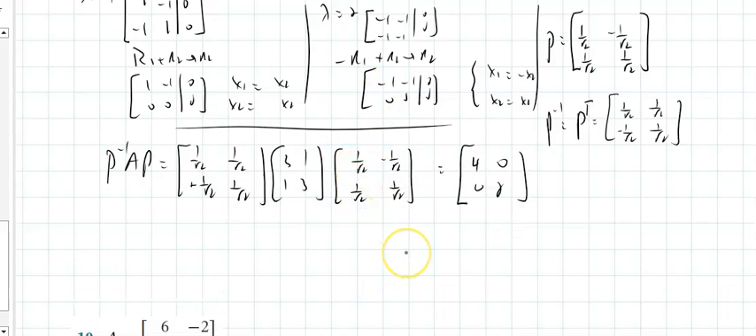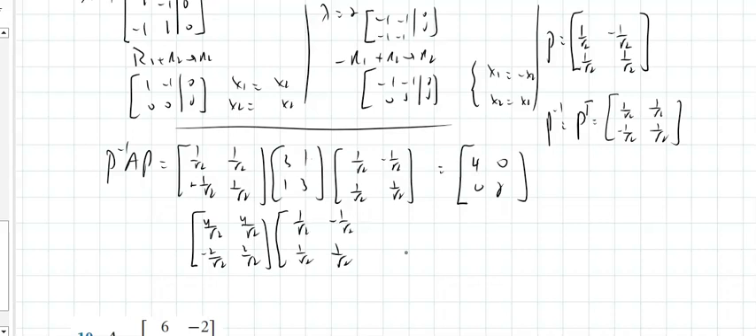to see how this works, well, let's see. That's going to be 3 over radical 2 plus 1 over radical 2, 4 over radical 2, and this is going to be negative 3 over radical 2 plus 1 over radical 2, is negative 2 over radical 2, and negative 1 over radical 2 plus 3 over radical 2, that is 2 over radical 2, multiplied by 1 over radical 2, negative 1 over radical 2, 1 over radical 2, and let's see how that works.